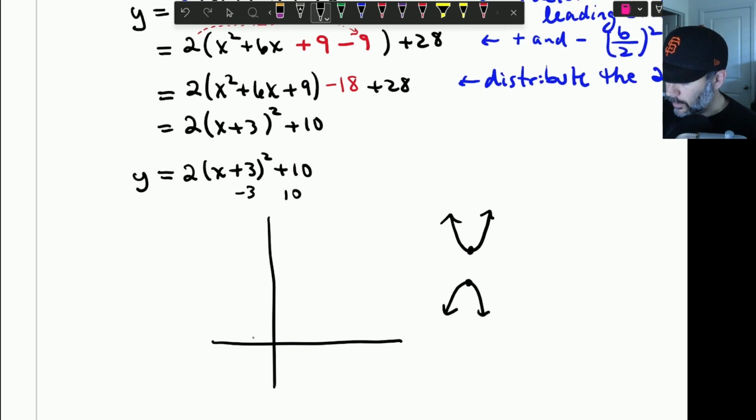And so what we'll get is 3 to the left, and I'll just put 10 here, so I'll put negative 3. So this quadratic is going to have a vertex at negative 3, 10. And it's going to be stretched vertically to be a little bit taller than a standard quadratic. So this graph will look like this, and the vertex is negative 3, 10.